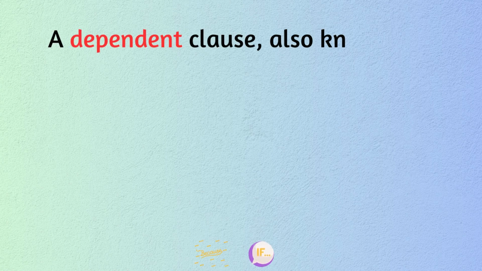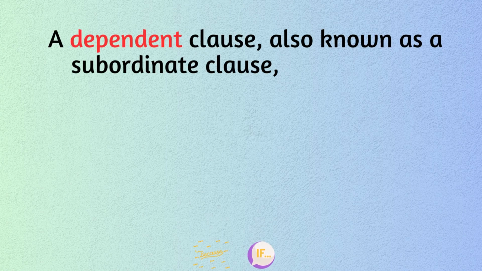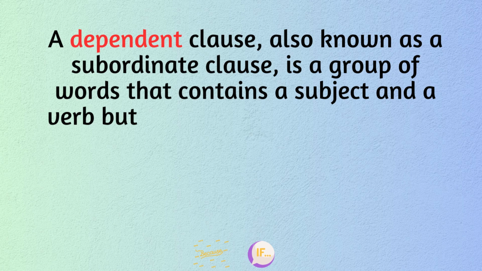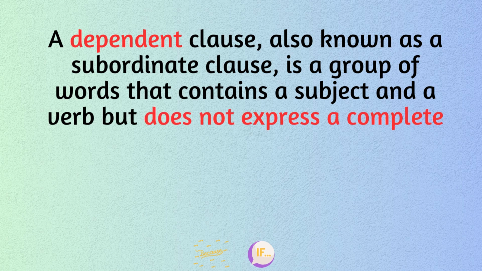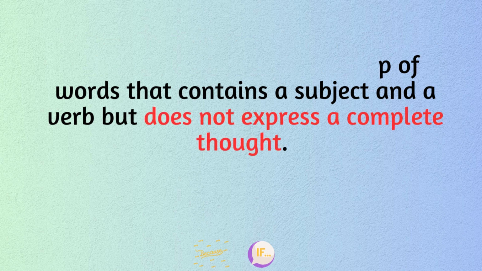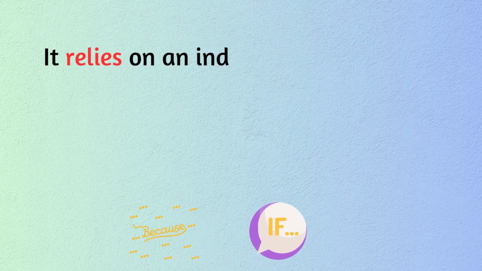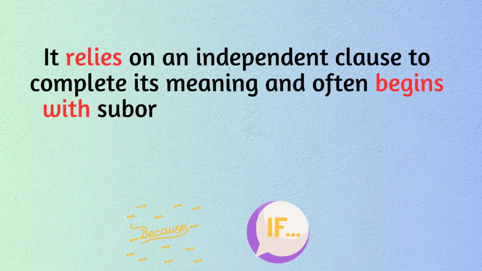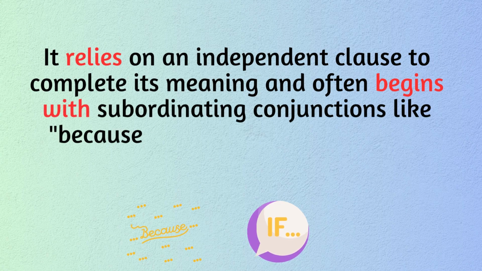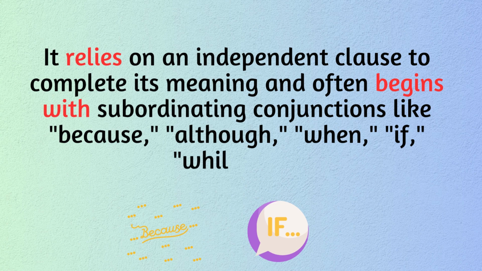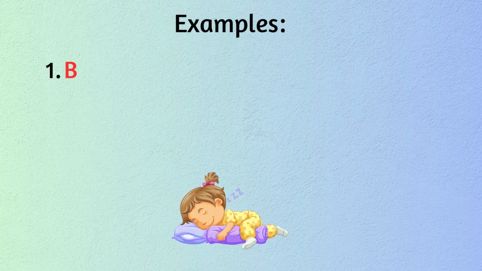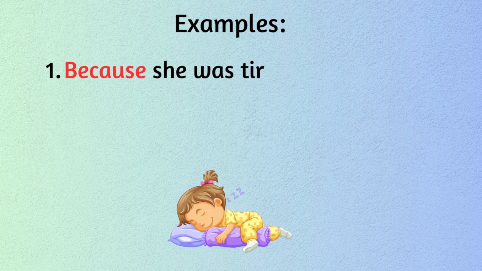What about a dependent clause? Well, it is also known as a subordinate clause. It is a group of words that contains a subject and a verb, but does not express a complete thought. It relies on an independent clause to complete its meaning and often begins with subordinating conjunctions like because, although, when, if, while, etc.